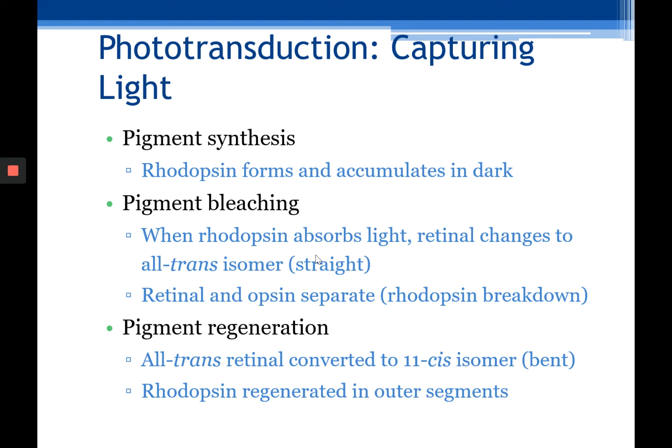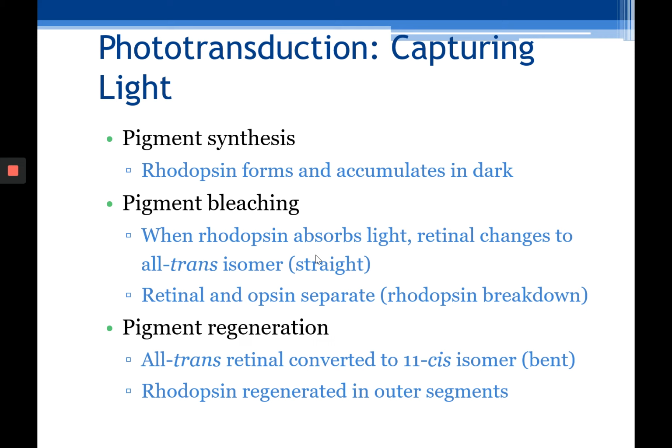There are 3 steps to phototransduction, or capturing light: pigment synthesis, pigment bleaching, and pigment regeneration. So first and foremost, we have to accumulate rhodopsin, and it accumulates in the dark. Then, when rhodopsin absorbs light, so retinal and rhodopsin, it causes retinal to change shape, so it goes from bent to straight. And if retinal changes shape, then rhodopsin changes shape, and that causes them to separate, so they're no longer going to associate with each other during pigment bleaching.